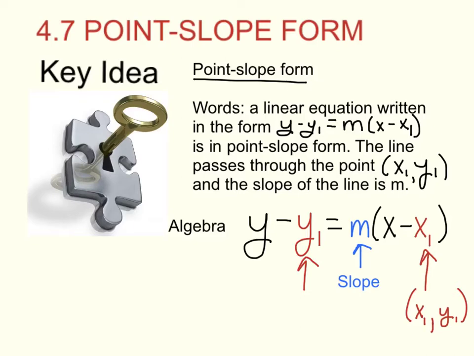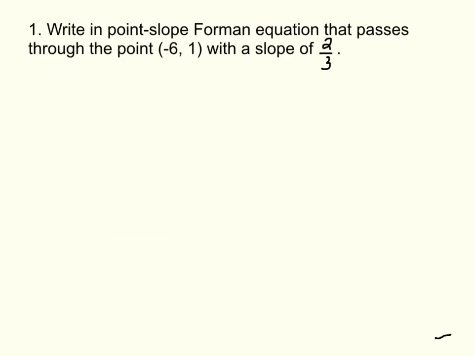It's important to understand all you're doing is plugging in stuff. It is so easy. The slope m is the blue region that gets plugged in right here. The point x sub 1, y sub 1, the x goes here, where this red x sub 1 is. The y value goes here. That's it. So let's use an example.